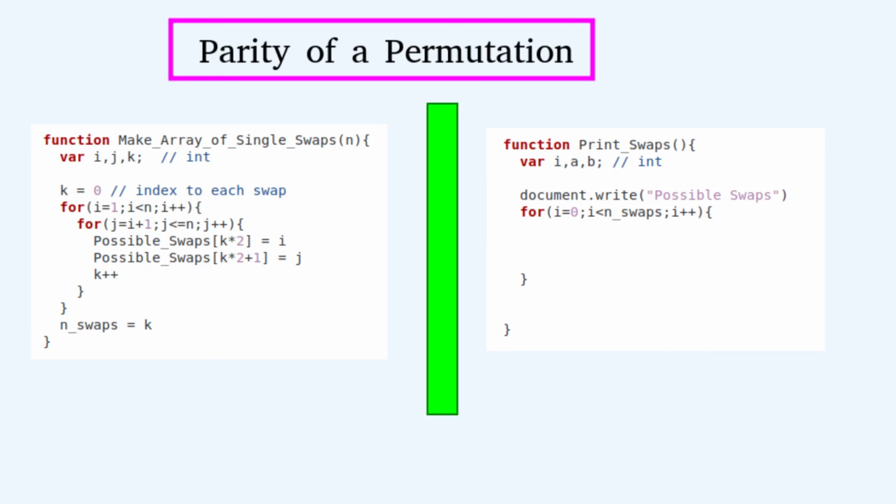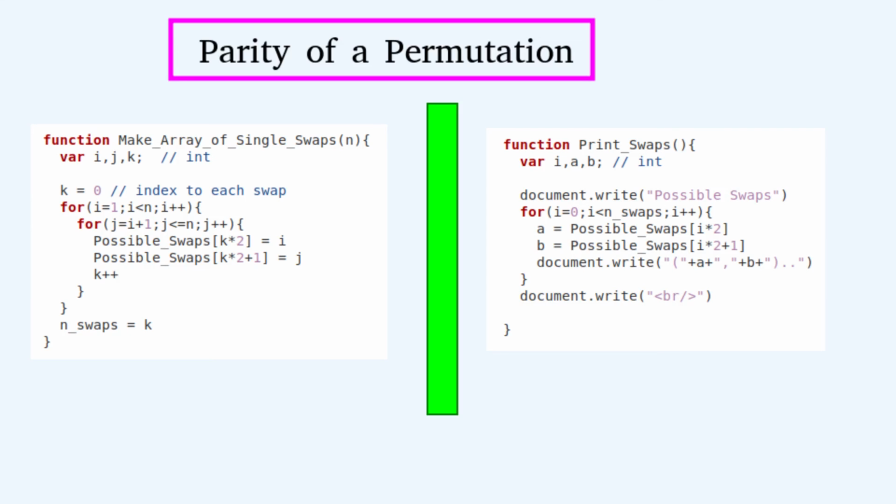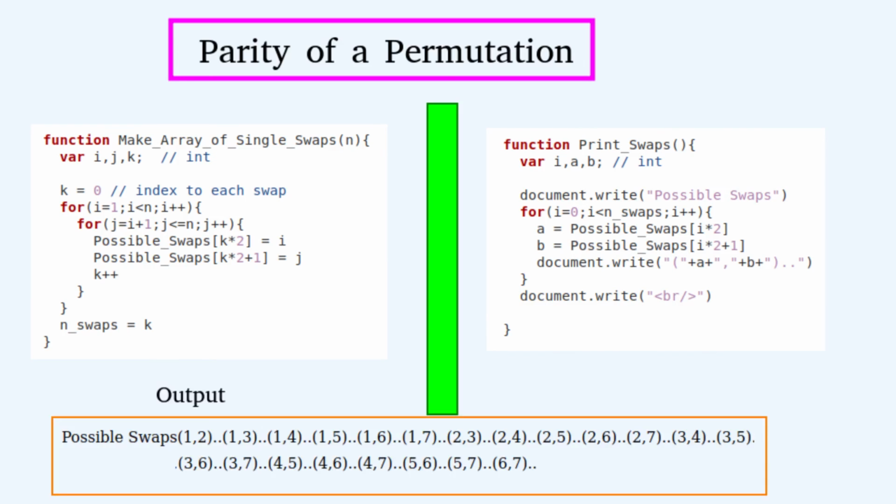We'll create a loop to go through all of the possible swaps that we've found for this size of permutation. Then we'll load in the pair of numbers that represent this swap. And then we'll print these numbers out as an ordered pair. And then we'll finish with a carriage return at the end. And here is what the array of swaps looks like when we print it out, and when it's calculated for a permutation of length 7.